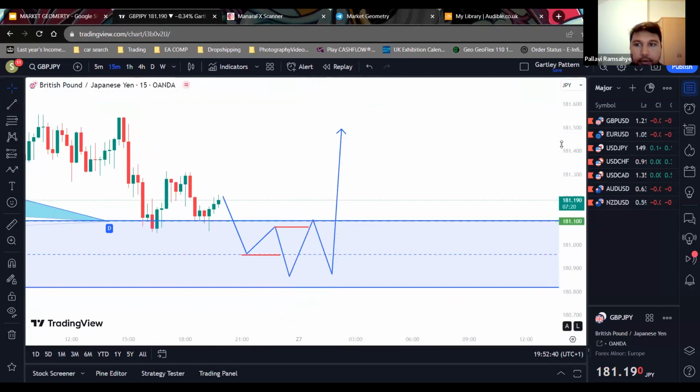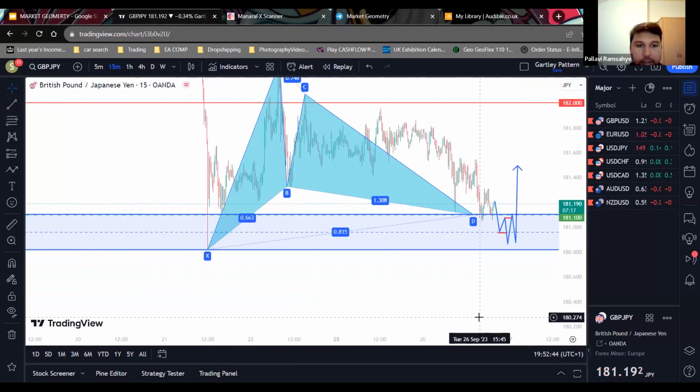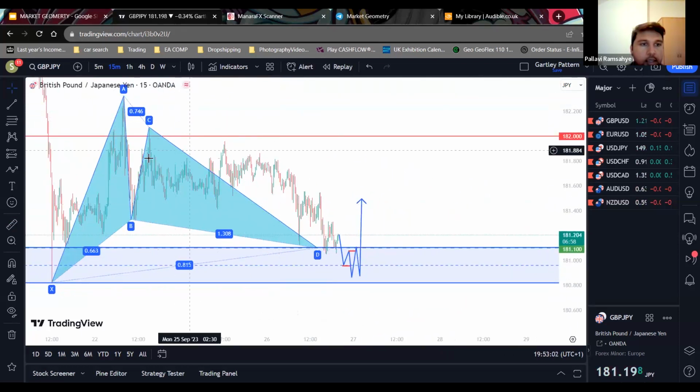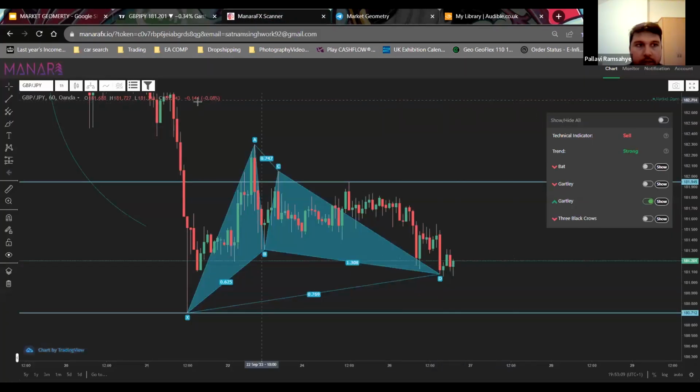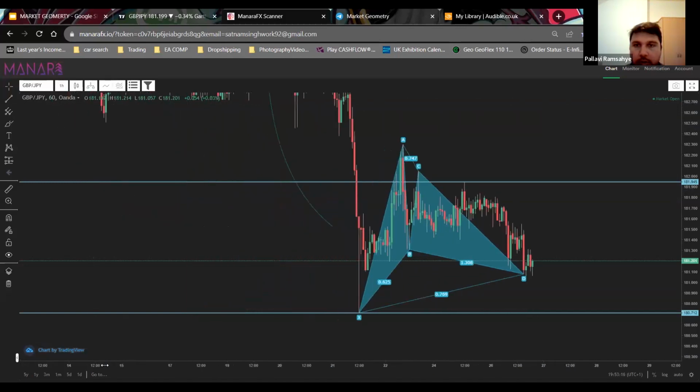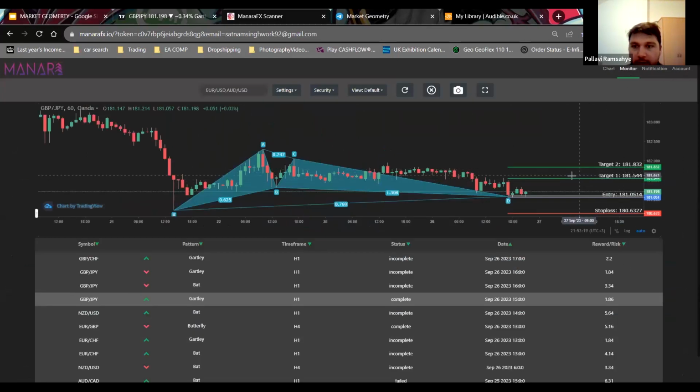Once I've entered, you can then place your stop loss below this X point here. So let's have a look at how many pips that is, so we're not risking too much. It's around 25 pips we could place. And then take profits, we could do C and A, although Manara does have support and resistance zones that are already marked up for us, which we can use. And Manara also has the TPs here. Manara's TPs are slightly different because Manara can look back at a lot of the previous price action in order to give you your take profits.